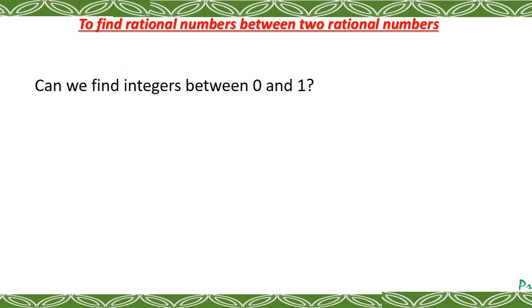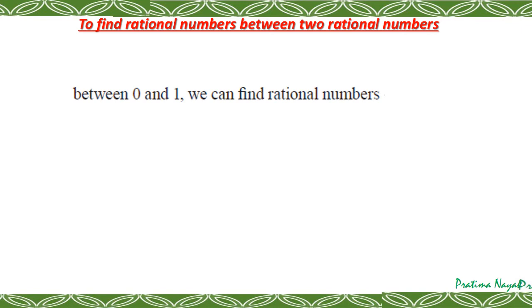Now if I ask, can you find integers between 0 and 1? Certainly you will say no, because there is no integer between 0 and 1. But you can find thousands of rational numbers between 0 and 1. That is the surprising world of rational numbers. Between 0 and 1 we can find rational numbers. Let us find how to get them.